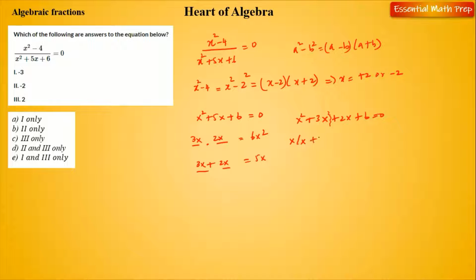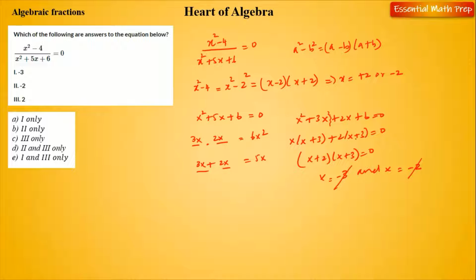That means it's x times (x plus 3) plus 2 times (x plus 3) equals 0. So it's (x plus 2) times (x plus 3) equals 0. x equals minus 3 and x equals minus 2. What this is telling us is, if we substitute x equals minus 3 or minus 2, the denominator becomes 0, which makes the whole thing undefined, right? We cannot have a solution if the denominator is 0. So x cannot be negative 3, x cannot be negative 2.